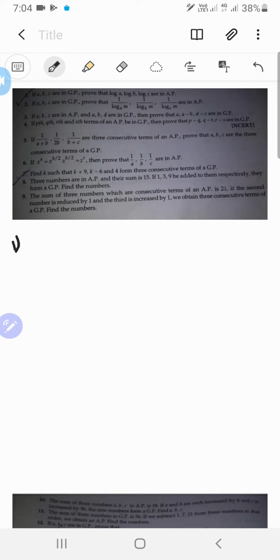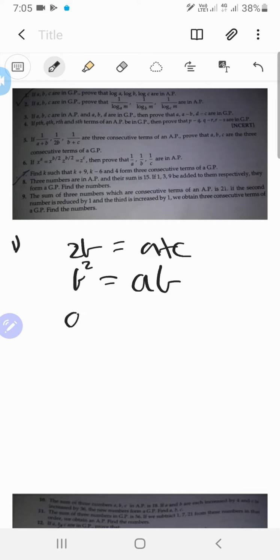If A, B, C are in AP and A, B, D are in GP, prove that A minus B and D minus C are in GP. So A, B, C are in AP, which means that 2B equals A plus C, and A, B, D are in GP, which means that B squared is equal to A into D. We have to prove that A minus B and D minus C are in GP. To prove that, we're going to look at the square of the middle term and the product of the first and last term.